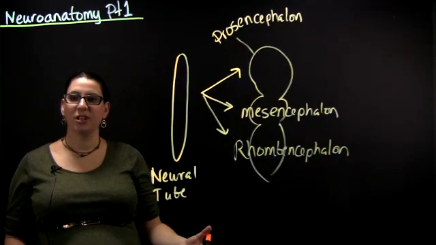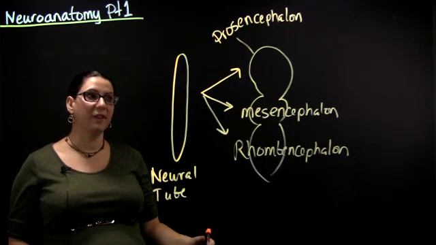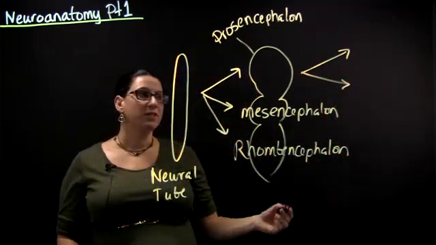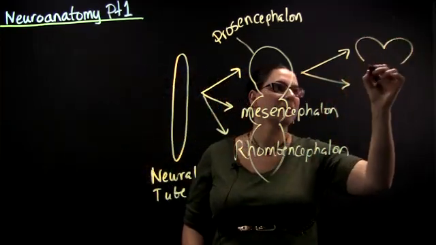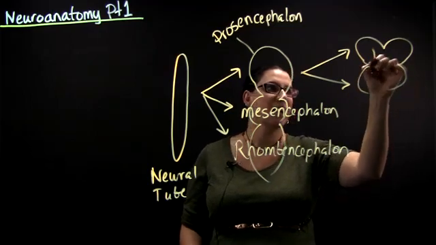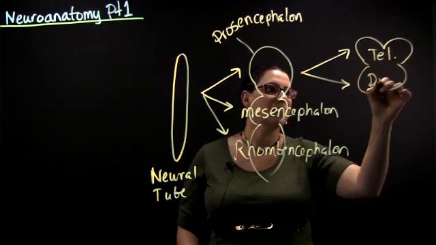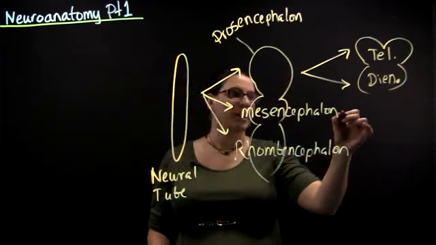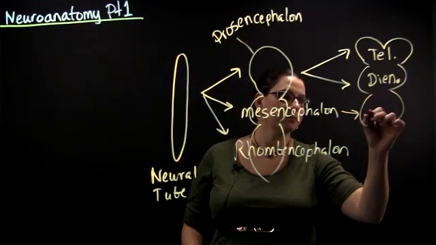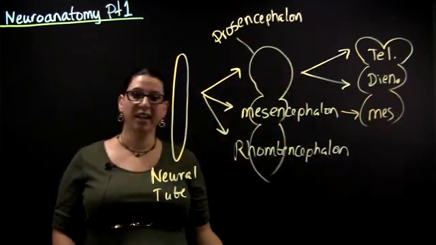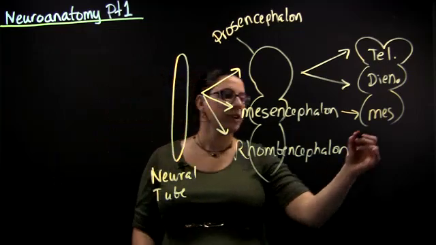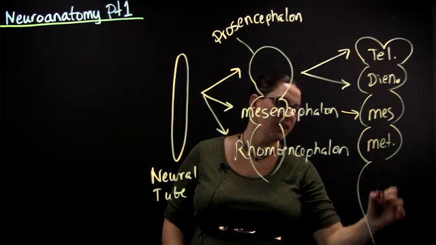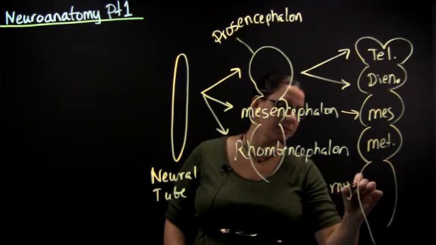These three subdivisions then further divide into 5 developmental divisions. The forebrain, or the prosencephalon, develops into the telencephalon and the diencephalon. The mesencephalon actually stays the mesencephalon, but then the hindbrain, or the rhombencephalon, differentiates into 2 different regions, the metencephalon and the myelencephalon.